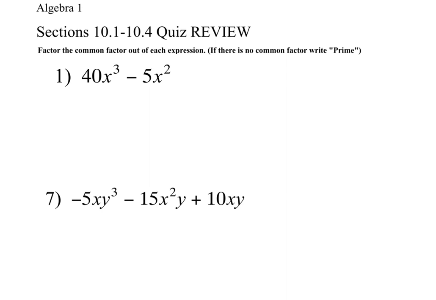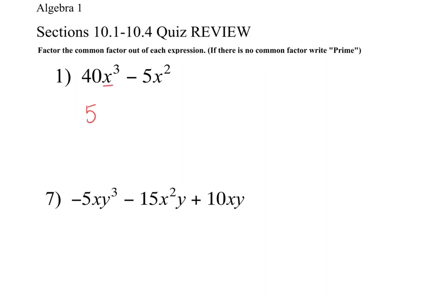The first page is just factoring out the common factors. So we are just looking at the numbers and the variables to see what they have in common. We're going to put it on the outside, leave the rest in parentheses. So like for this first one, you are going to just look at your 40 and your 5, and you're going to say, well, I have a 5 in common.